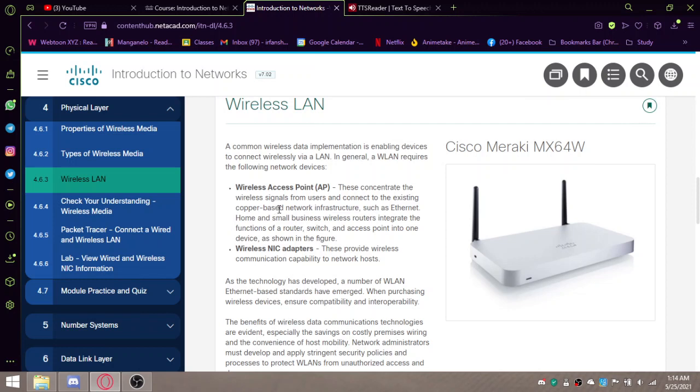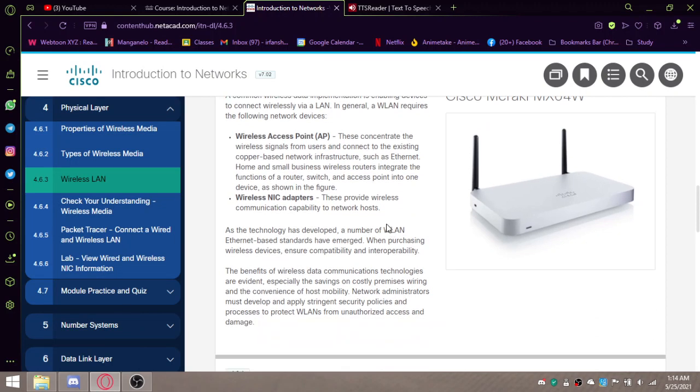This concentrates wireless signal from users and connects to the existing copper-based network infrastructure, such as Ethernet. Home and small businesses: wireless routers integrate the function of a router, switch, and access point into one device as shown in the figure. Kalau NIC ni pula provide wireless communication capabilities to network hosts.